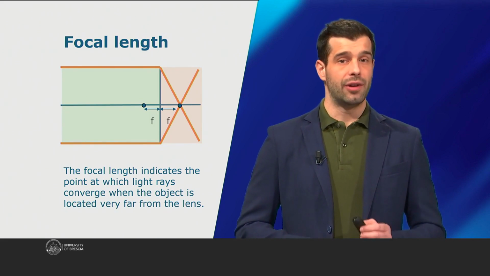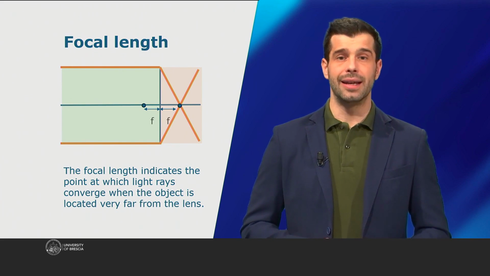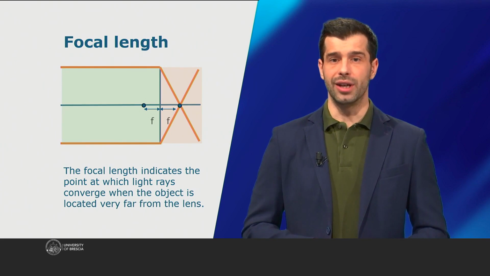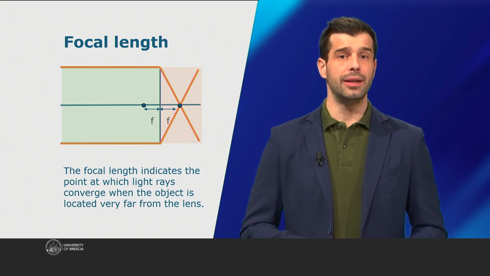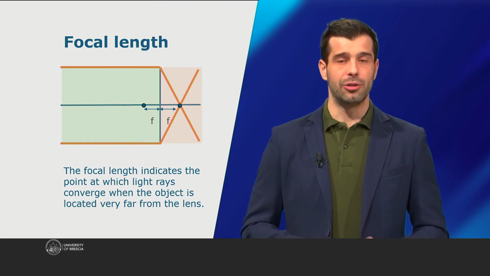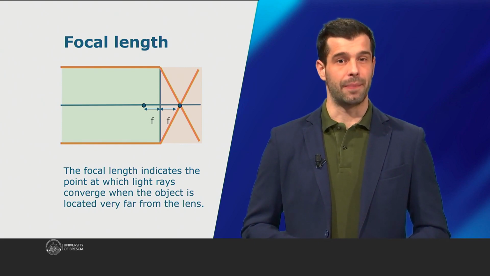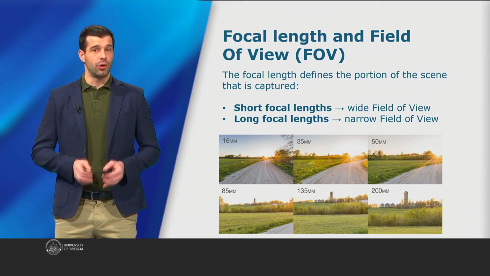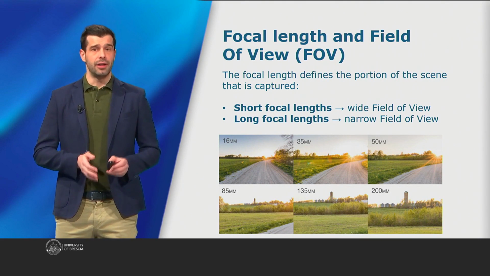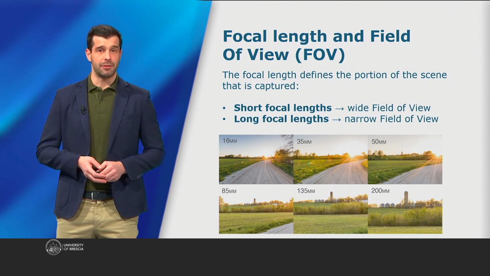As we've already defined, the focal length of a lens indicates the point where light rays converge when they originate from a point located on the plane of an object that's very far from the lens itself. And what's the difference between two lenses with different focal lengths? The focal length primarily determines the scene viewed by the camera. Specifically, the greater the focal length, the smaller the scene captured will be.